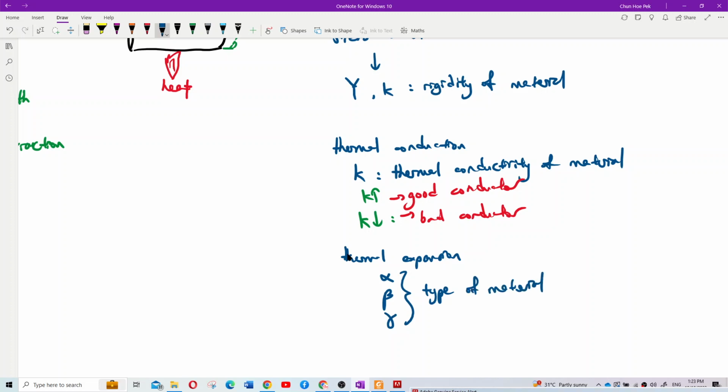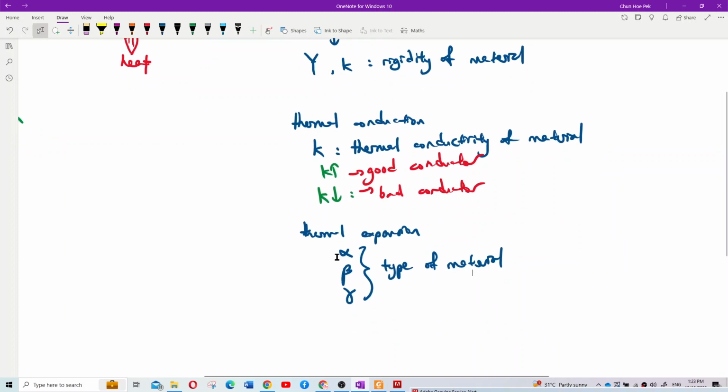That means what are all these quantities? They are the ability to expand. Some materials expand faster, some materials expand slower. So what I can say is if all these alpha or beta or gamma have a high value, it means they expand very fast.